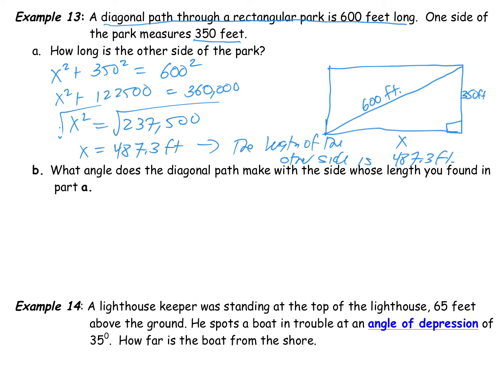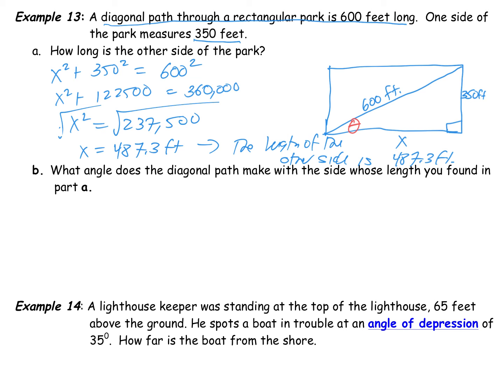In part B, we're asked to find what angle the diagonal path makes with the side whose length you found in part A. So I'm going to label that angle. The diagonal path creates this angle theta with the side we just found. That's the angle we're interested in finding. Now we're going to go ahead and find that angle.